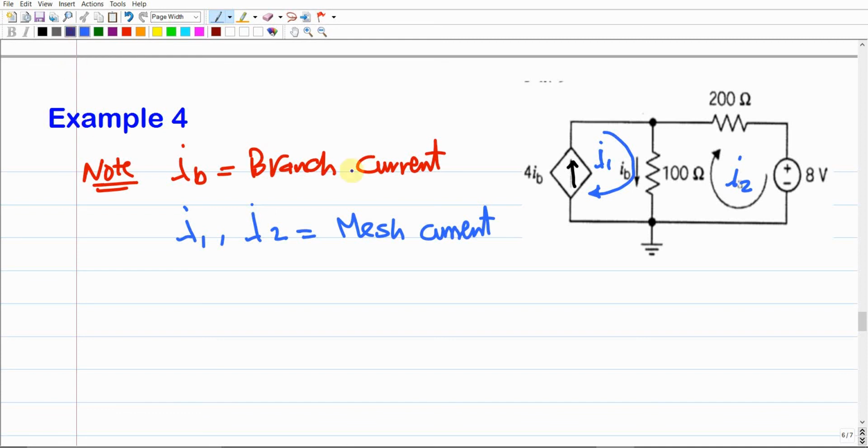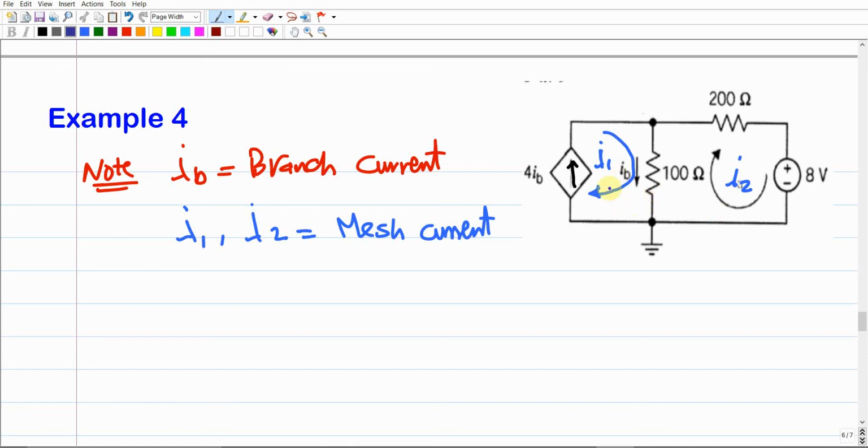The first step is to apply the mesh currents here. We define two meshes. Then your objective is to apply Kirchhoff voltage law to these two loops to come up with two equations, because we have two main unknowns, which are the mesh currents I1 and I2. So we have to apply Kirchhoff voltage law to both of them or just one, it depends.